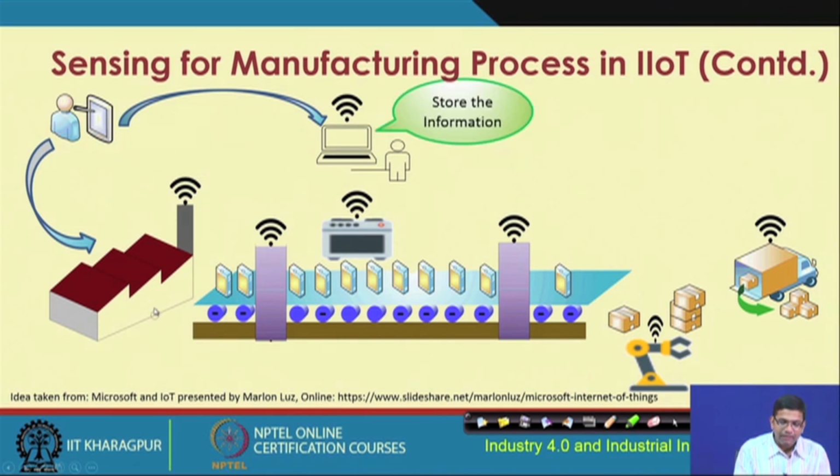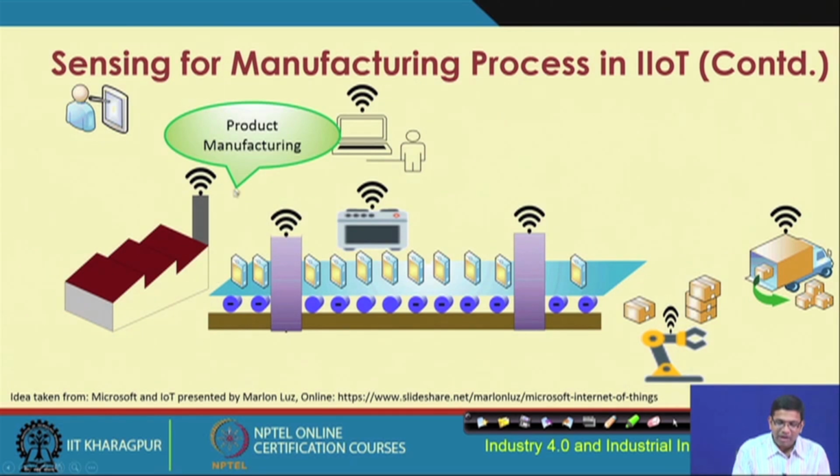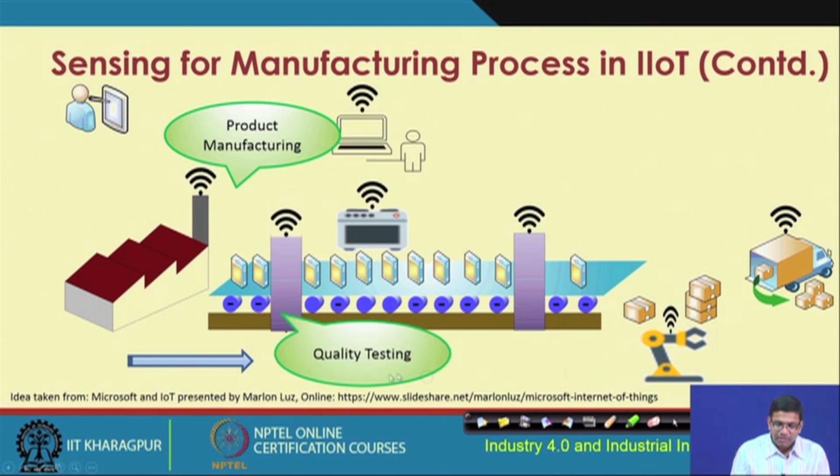Then all these data that are sensed and sent are stored in this central processing unit. So, the production starts, manufacturing starts, and then each of these manufactured units are going to be produced and put on the conveyor for further processing.